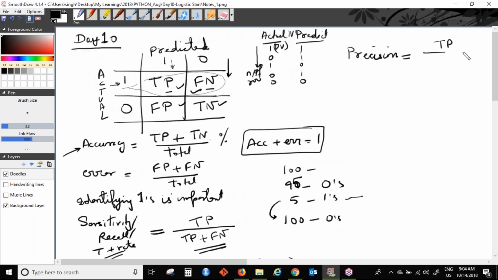Yes, true positive divided by the column total this time. For both these two formulas, we have used row total. This time it will be column total, the column in which true positive is present. So true positive plus false positive. So what does it measure? Anybody from yesterday's class, do you remember what it measures? Why do we need precision?